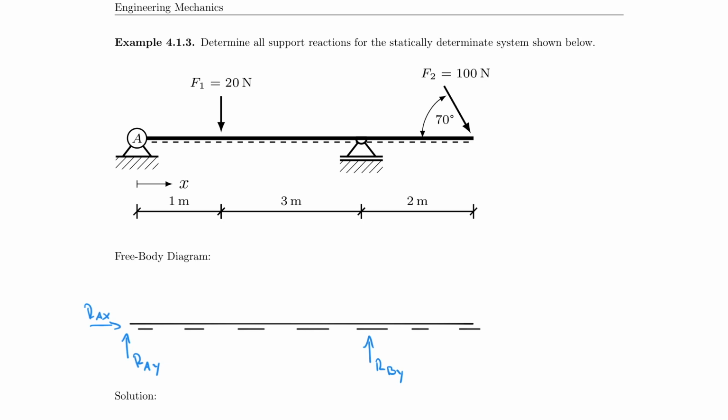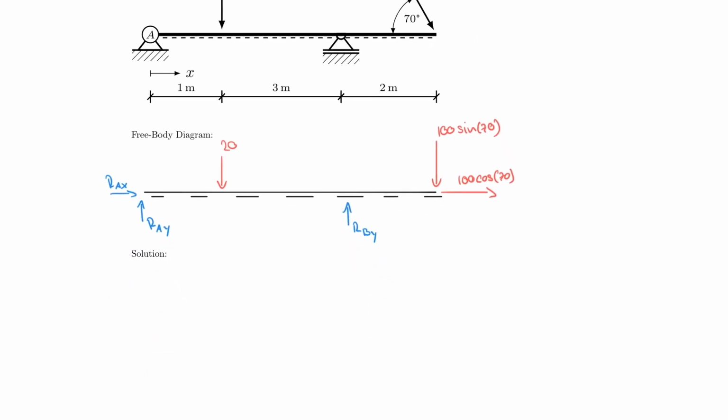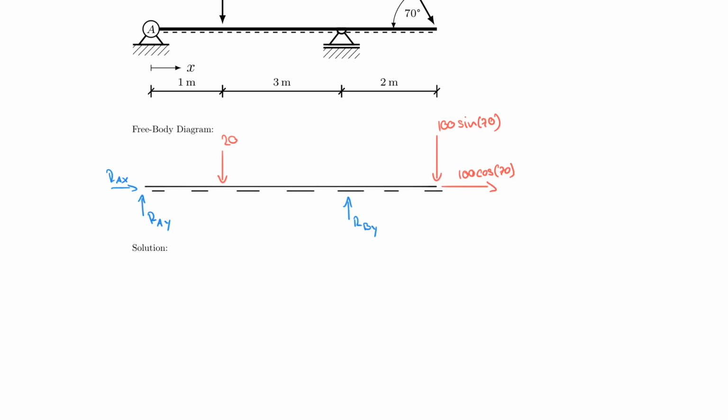Now let's take care of the forces. So I have the 20 Newton acting right here. And then once again I have 2 force components. One is going down and the other one I might as well draw here. It points to the right and it points down. So here we have 100 times sine 70. And here we have 100 times cosine of 70. And now I can use those to calculate my support reactions. Let's go ahead and do that.